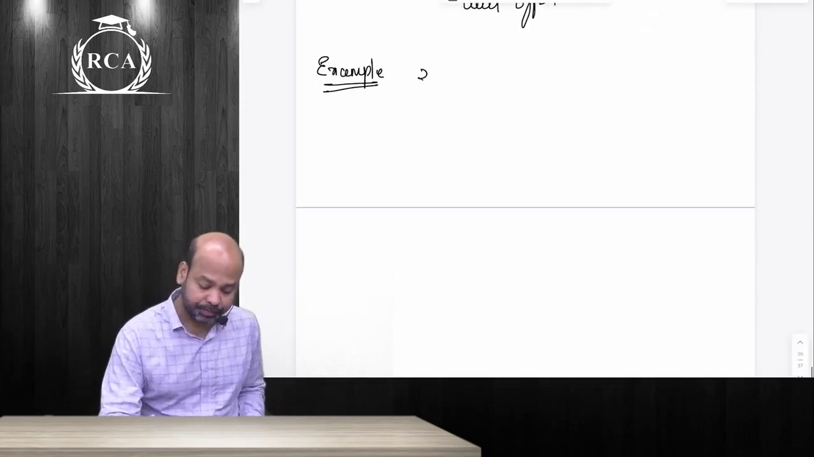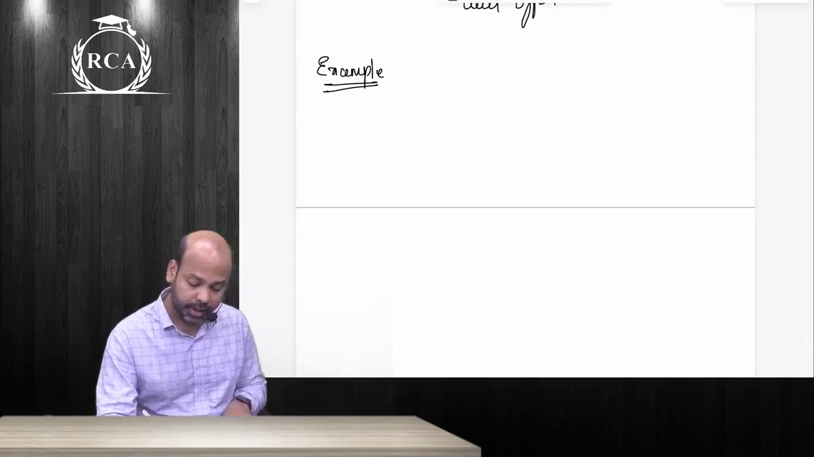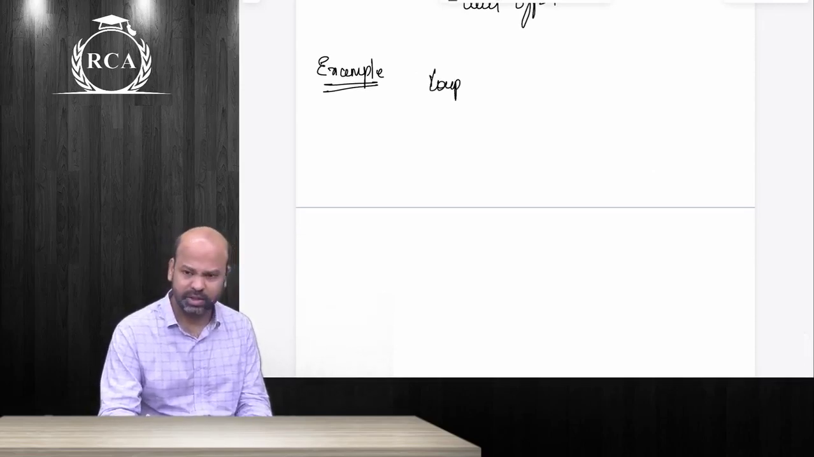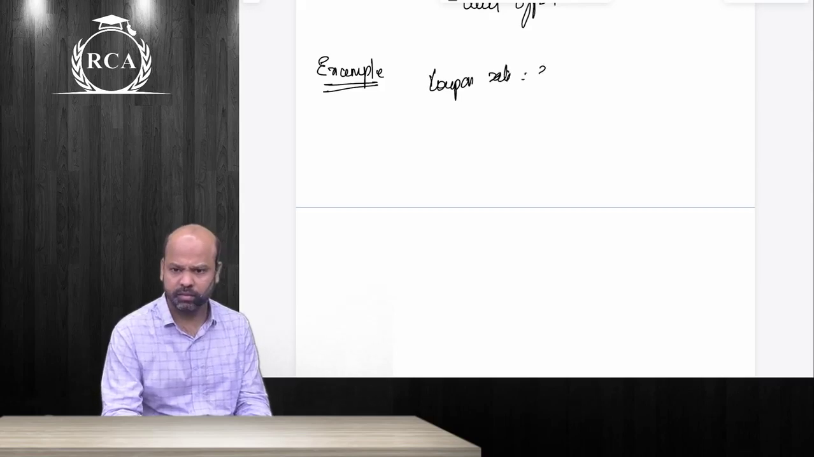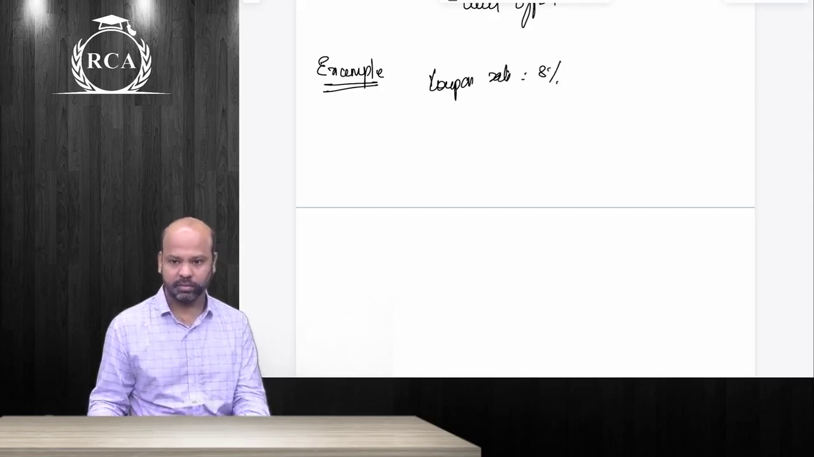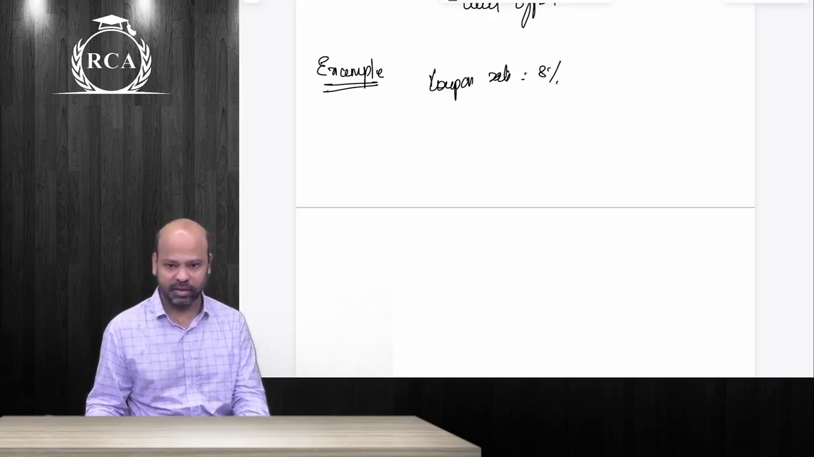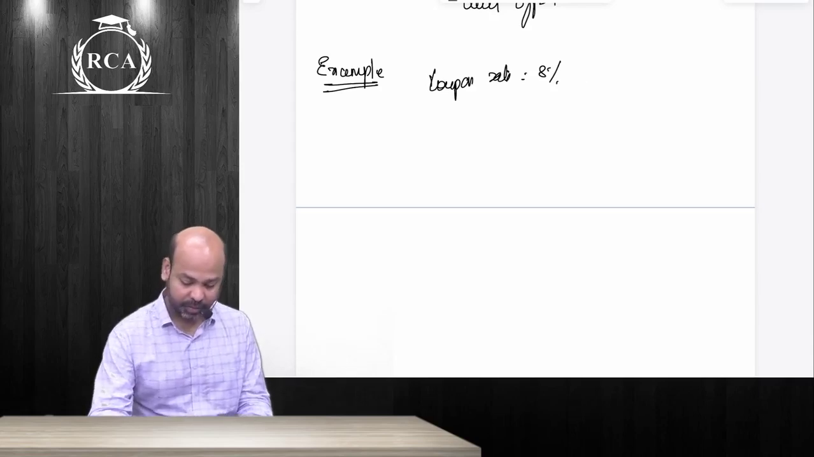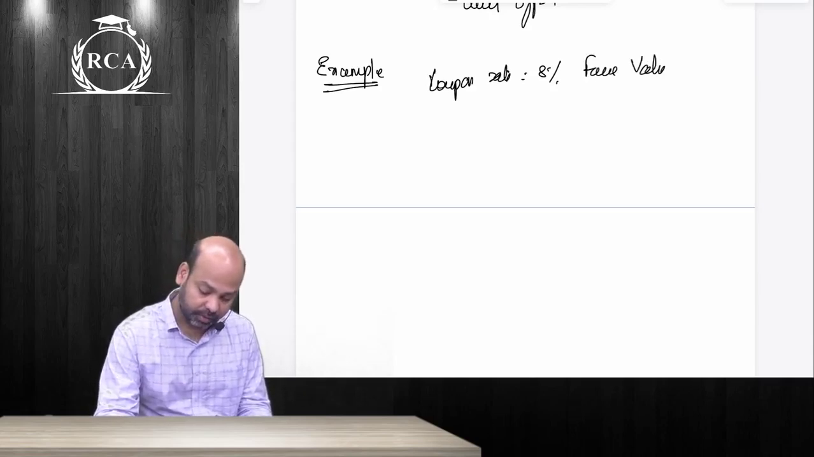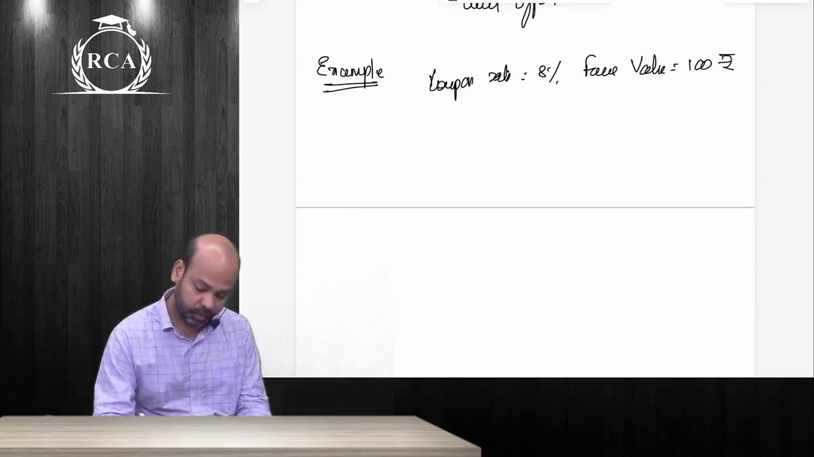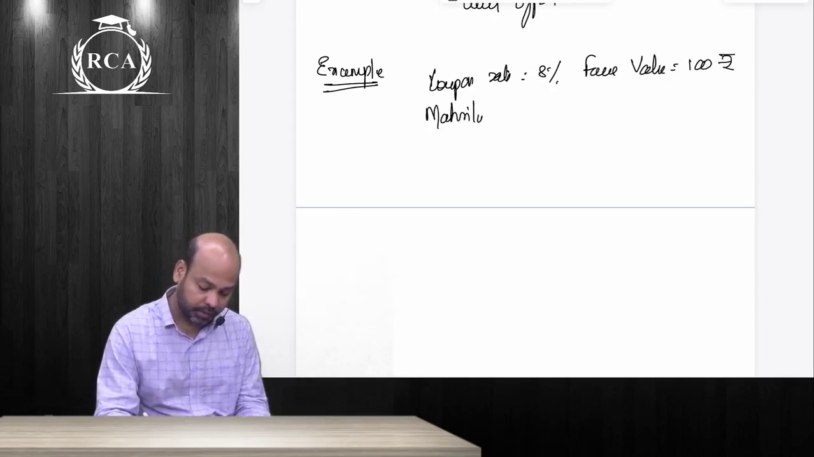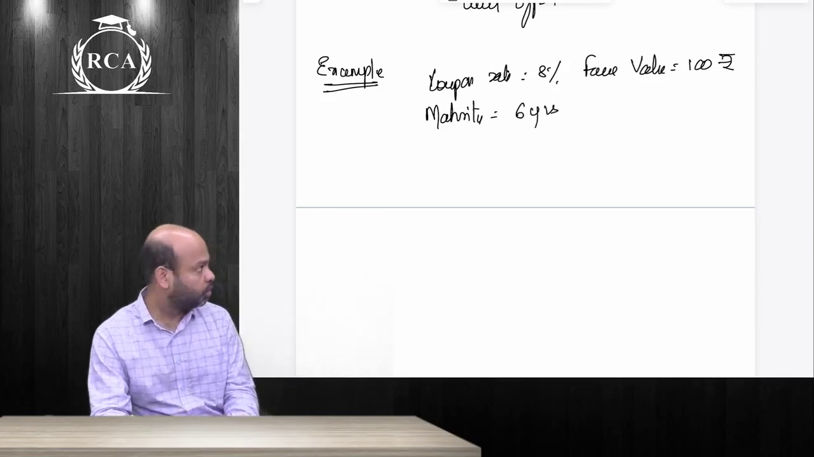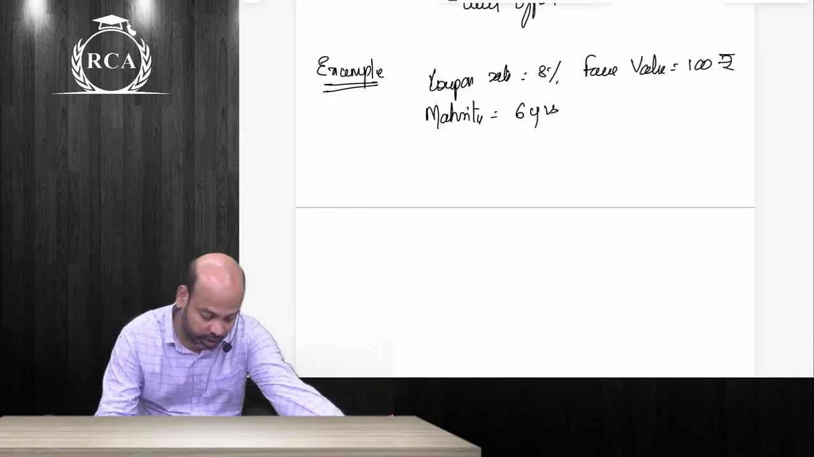Example, beta, write down. Coupon rate 8%. Face value is 100 rupees. Maturity period is 6 years. Coupon rate 8%, guys. Maturity period is 6 years.